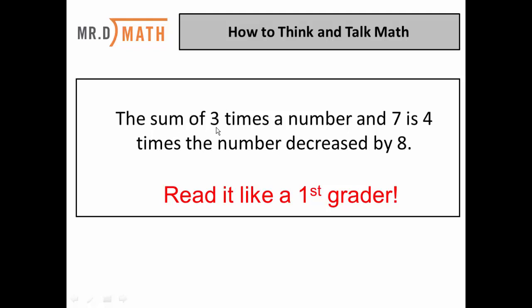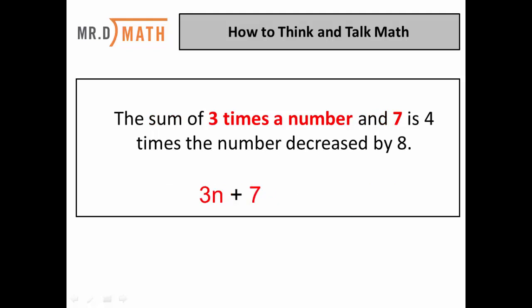But what am I adding? Well, I'm adding 3 times a number. Well, 3 multiplied times a number. I don't know what the number is, so I'm going to call it the letter N. And then my plus sign, and 7. So this is telling me we're going to do 3 times the number and 7. There's my sum. There's my and. So now I'm going to be adding something and something: 3 times the number and 7, which looks like this, 3n plus 7.